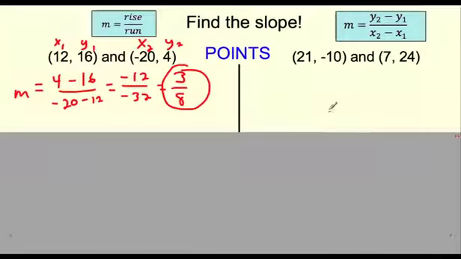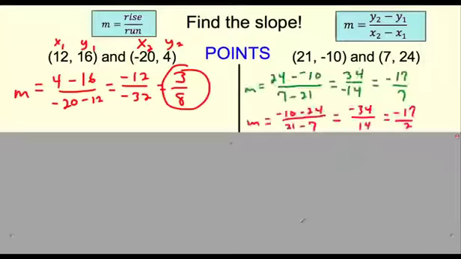Now I'd like you to pause it, try it, and then unpause it and see if your answer matches mine for these 2 points. Find the slope of the line that goes through these 2 points. Good luck. Alright, so here's the answer. And if you look at it, I have 2 answers.